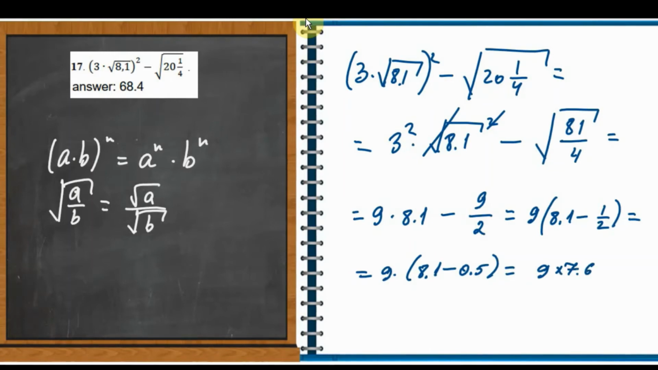7.6. So 9 times 6 is 54, 5 in our mind. 9 times 7 is 63, plus 5 will be 68. And we have the point. The correct answer is 68.4.